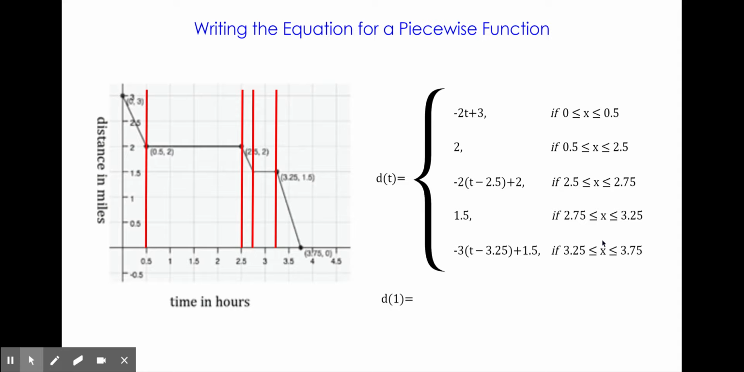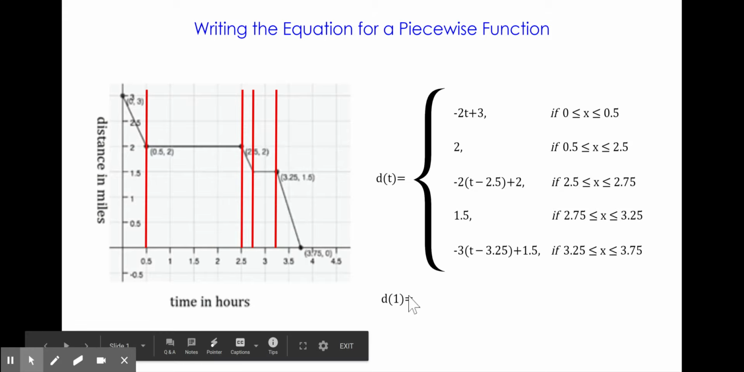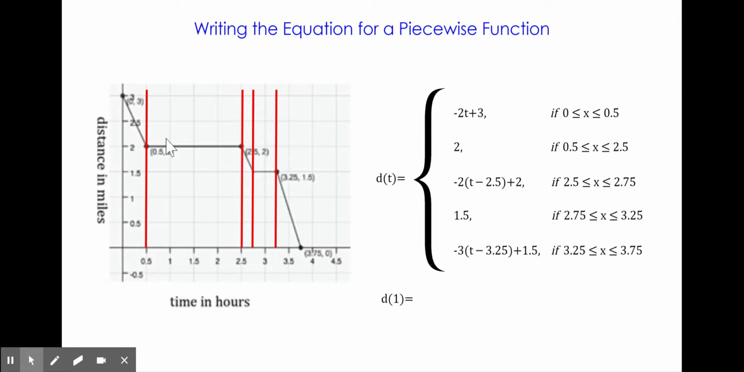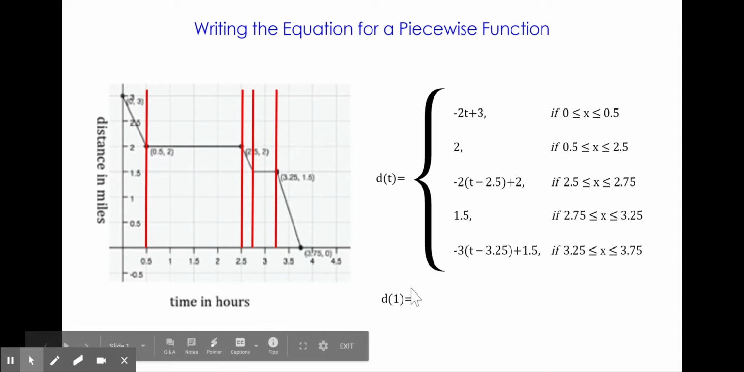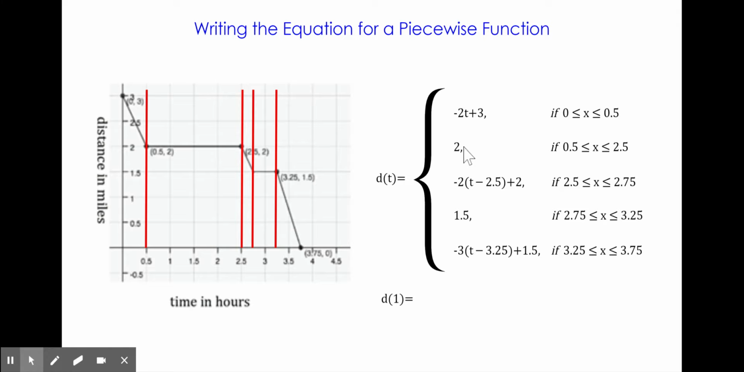We can use either the graph or our equation to evaluate our function. If we want to know how far Isaac was from home at a time of 1 hour, we could use the graph and see that he was 2 miles from home. If we were using our equation, we would find which interval 1 fits in. 1 fits in this interval. It is between 0.5 and 2.5, so we know his distance is 2 miles from home.